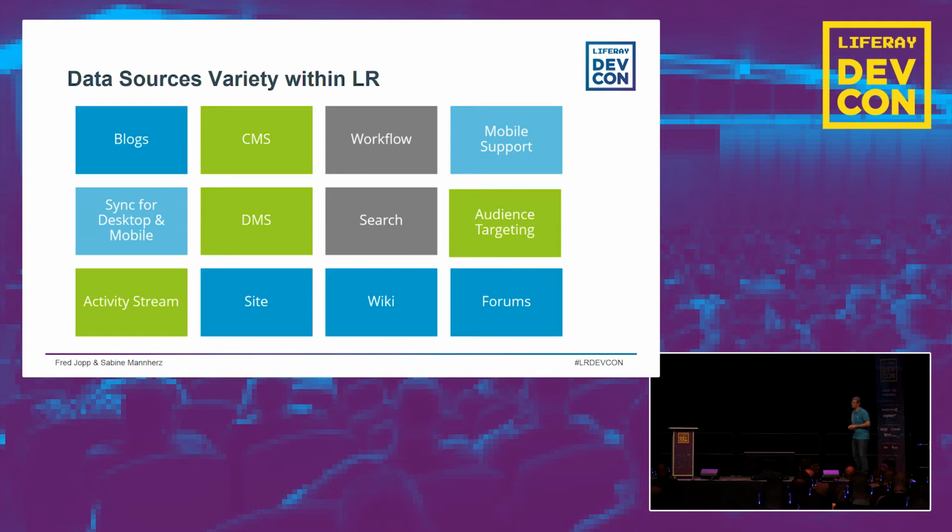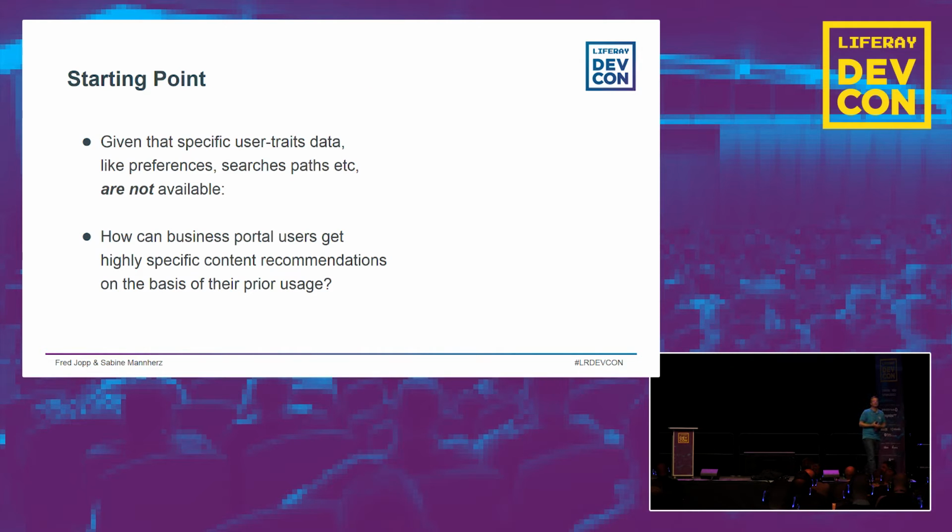So the starting point is, given that user-specific traits data are lacking for us, we have no good preferences, no searches, no paths, no click paths, no whatsoever. All those data are not available in our situation, or have been. So the question is, how can these business portal users get highly specific content recommendations on the basis of their usage of whatever we find within the portal data sources?